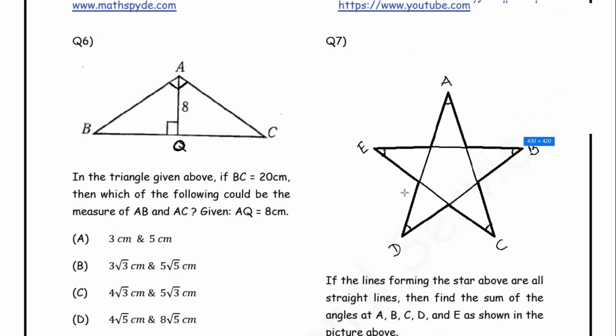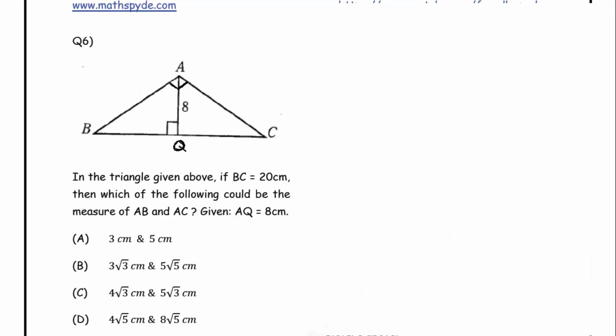So we have a triangle, and as you can see, it's a big right triangle ABC, and then two smaller right triangles, one on the left, one on the right. Now, there are two ways we can solve this question. In the triangle given above, if BC is 20, then which of the following could be the measure of AB and AC given AQ is 8? There are actually two long ways and one shortcut, a trick way to solve this. So, I'll show you the fastest way of solving this.